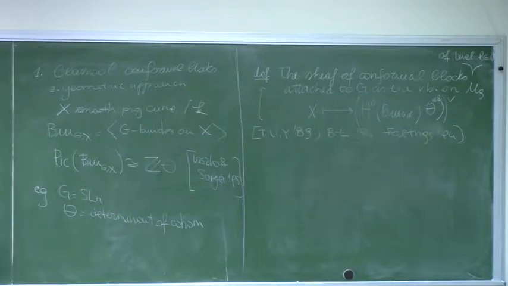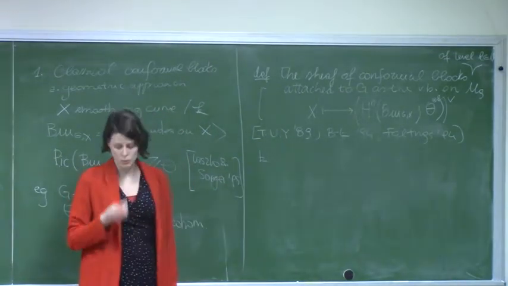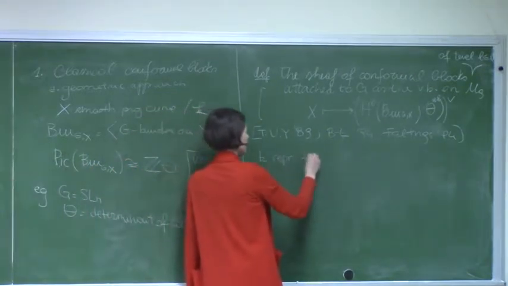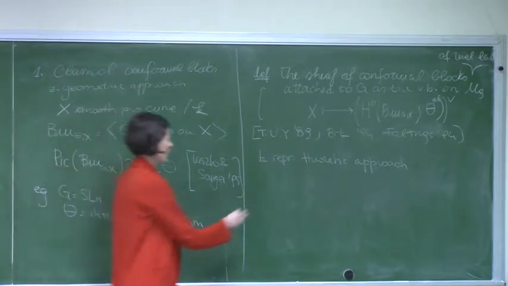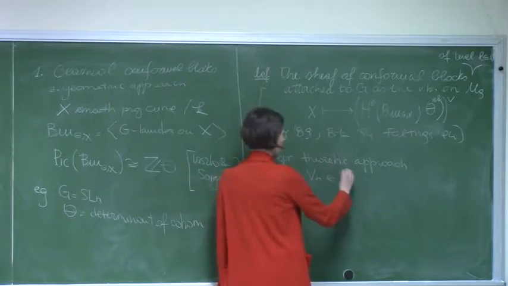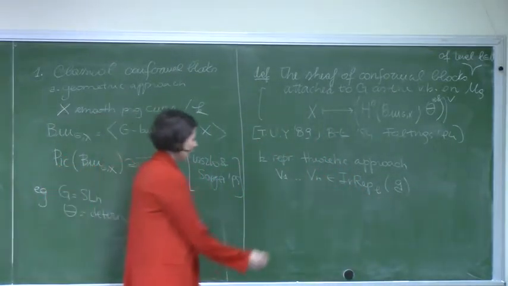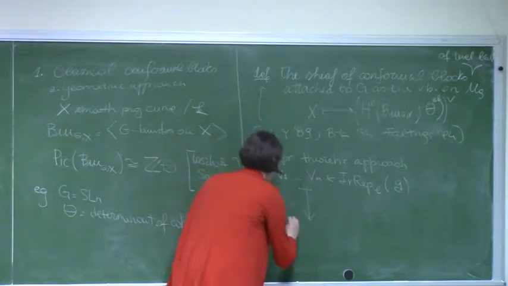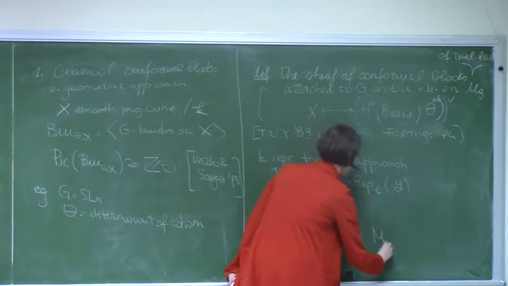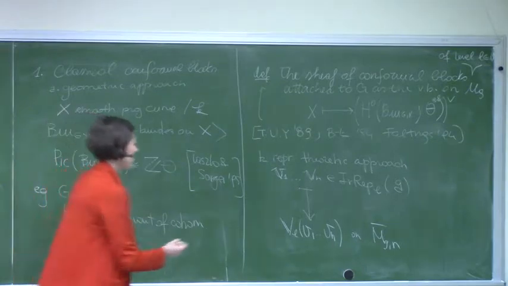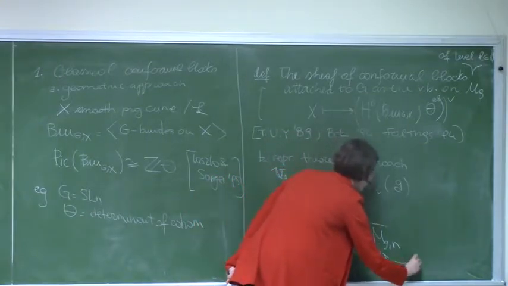So this is how the sheaf of conformal blocks can be introduced, but the original definition, which is due to Tsuchiya, Ueno, and Yamada, comes from representation theory. In particular, if we start with, let's say, n irreducible representations of level at most L of the Lie algebra of G, then there is a way to associate to this a vector bundle on M_G,n, which is called the sheaf of conformal blocks attached to the representations.